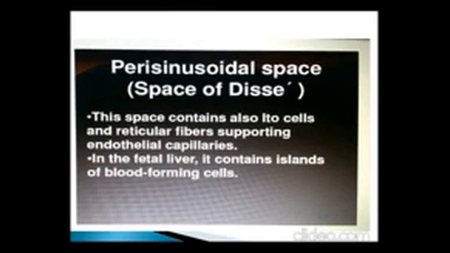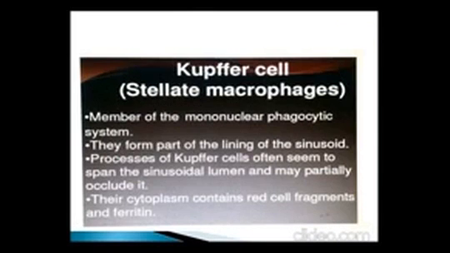The fetal liver contains islands of blood forming cells. The Kupffer cells, also called the stellate macrophage, are a part of the macrophage system. Members of the mononuclear phagocytic system, they form part of the lining of the sinusoid. The processes of these Kupffer cells often seem to span the sinusoidal lumen and may partially occlude it.